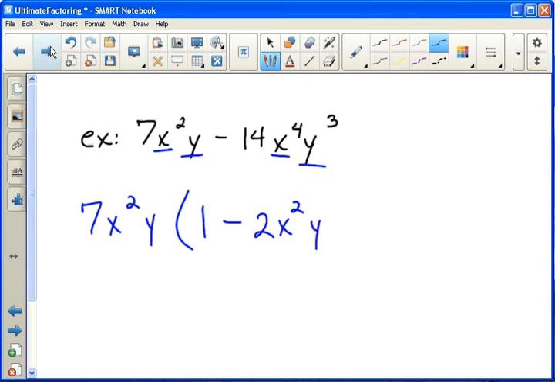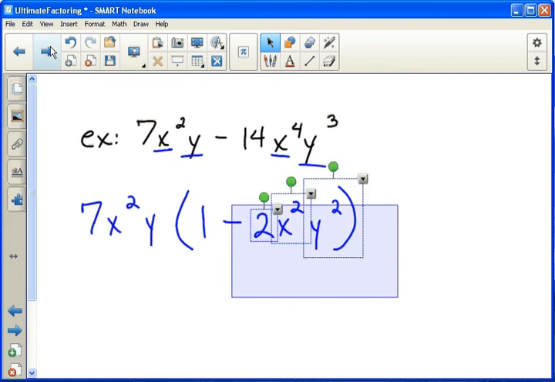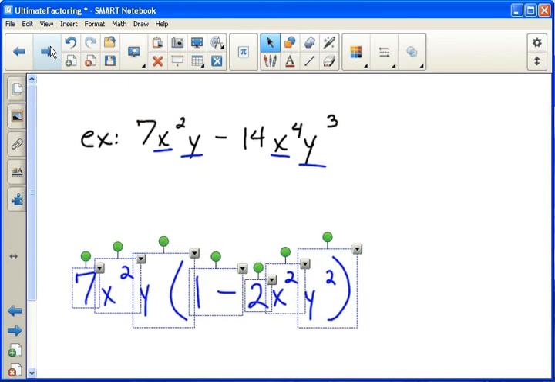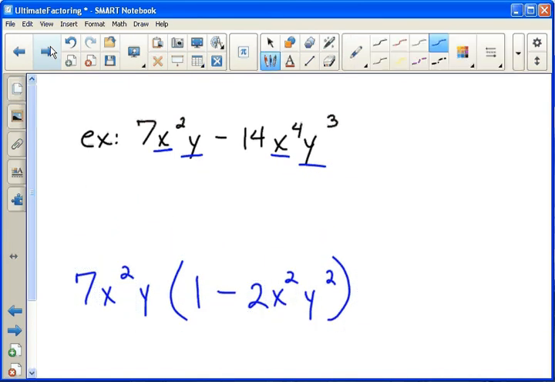If it's helpful for you to go back and do the division, you certainly can. So let me show you what that would look like. We know we're going to be factoring by 7x squared y. So we're dividing both pieces by that. So the 7's completely cancel, the x squareds completely cancel, and the y's completely cancel, leaving us just 1.